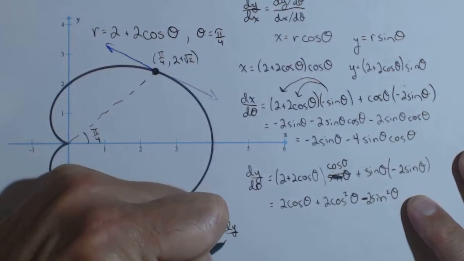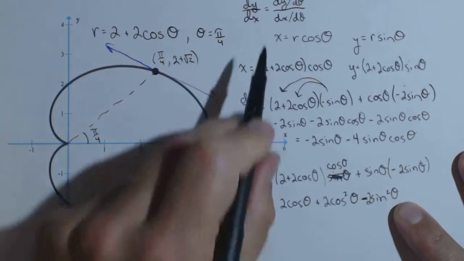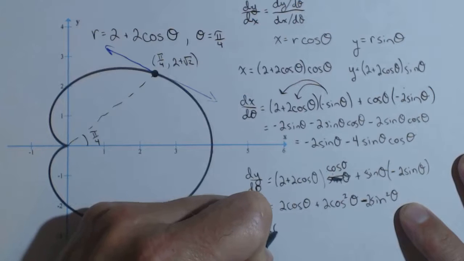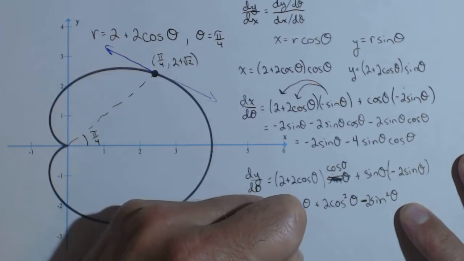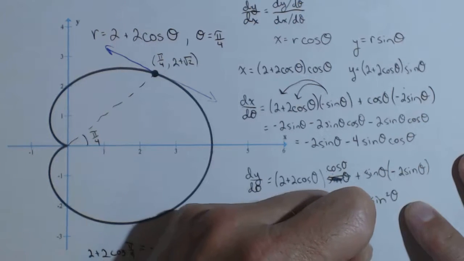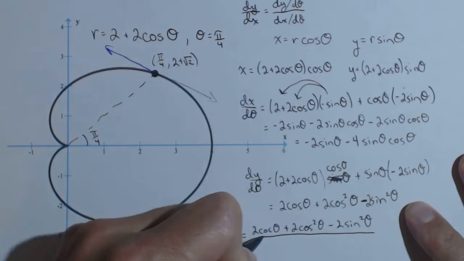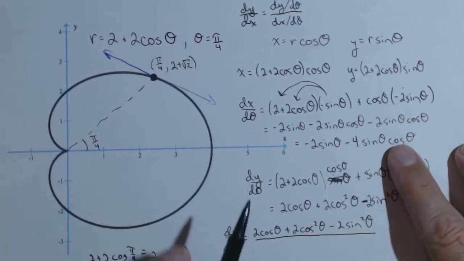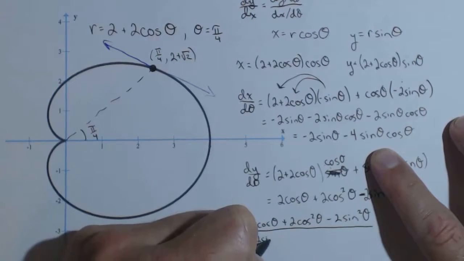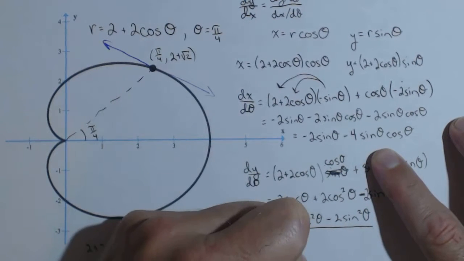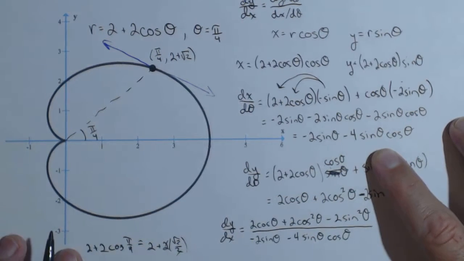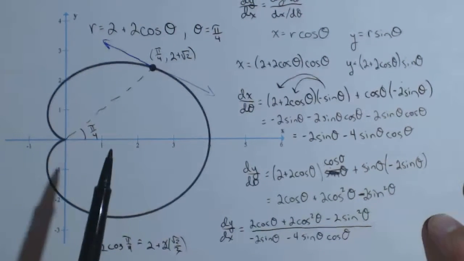So my derivative for dy/dx is dy/d theta, as we saw up here: 2 cosine theta plus 2 cosine squared theta minus 2 sine squared theta, all over what we found for dx/d theta, which is minus 2 sine theta minus 4 sine theta cosine theta. Now, we know this is at the angle pi over 4.